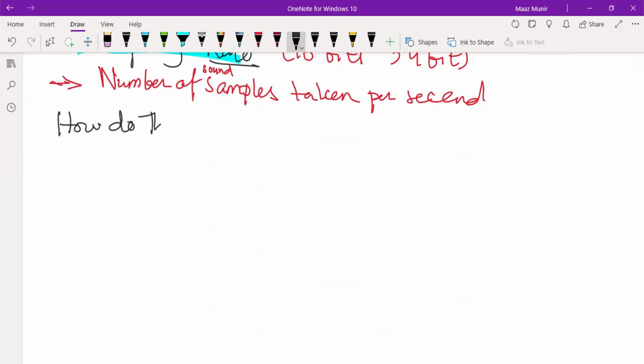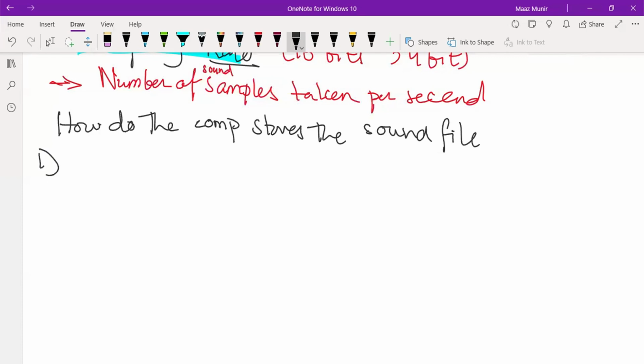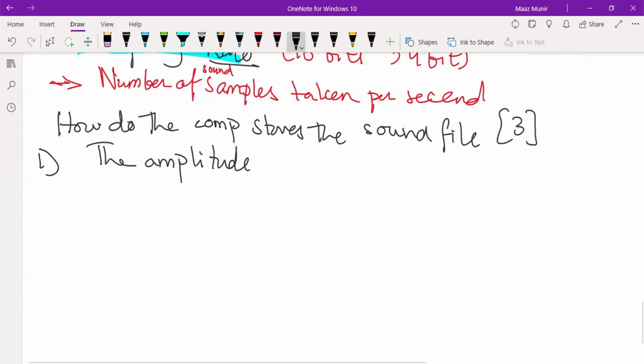How does the computer store the sound file? So firstly, step number one, this is usually a 3-mark question which the examiner tests a lot. It's either this or how do you store the bitmap image, which we discussed earlier. The first thing is the amplitude of the sound wave is determined.